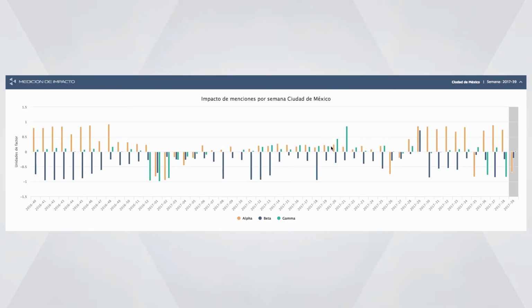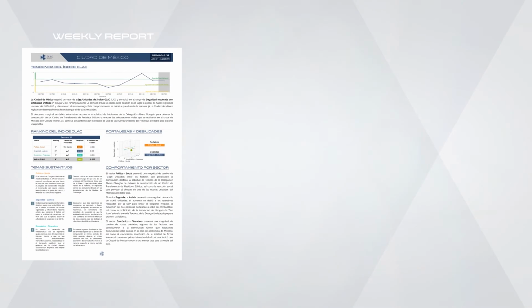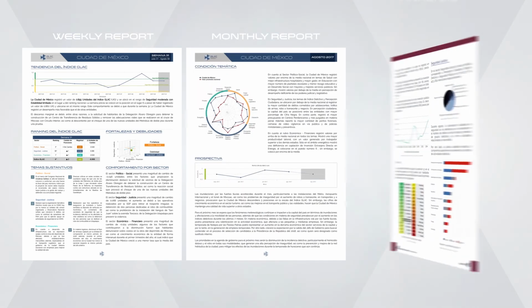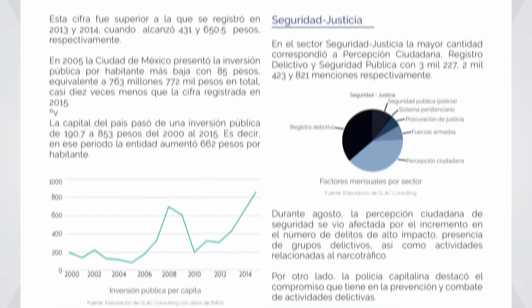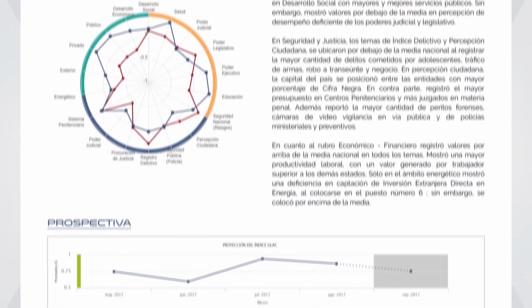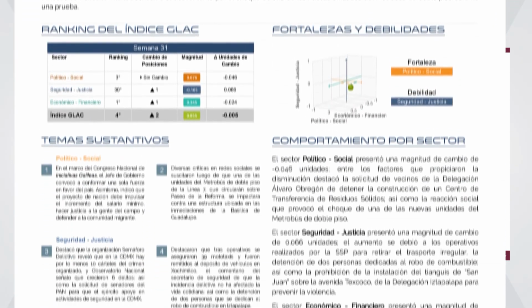The system generates 3 documents: GLAC Index Weekly Report, GLAC Index Monthly Report, Analysis of Indicators and Factors. These documents determine the security with welfare conditions of an entity through calculations and information processed by GLAC Index.